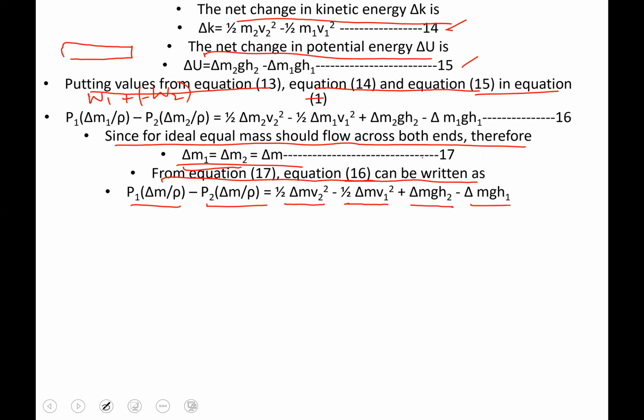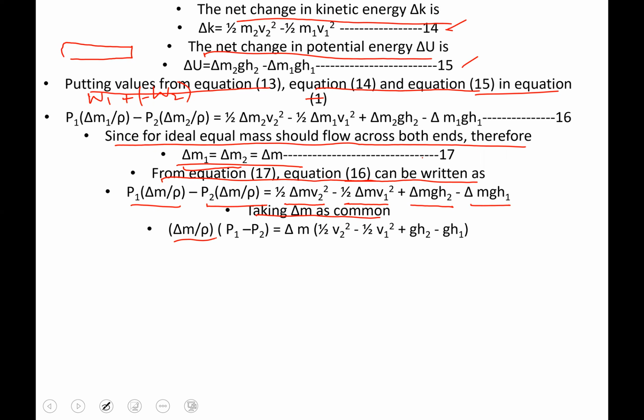Now all of these have delta M in them, so let's take that common. So delta M is taken common. What do we get? We get delta M divided by rho, taking rho common on the left hand side, times P1 minus P2, is equal to delta M, common from all of these values, times 1 over 2 V2 square minus 1 over 2 V1 square plus G H2 minus G H1. Now we can cancel out these delta M because they are present on both sides.